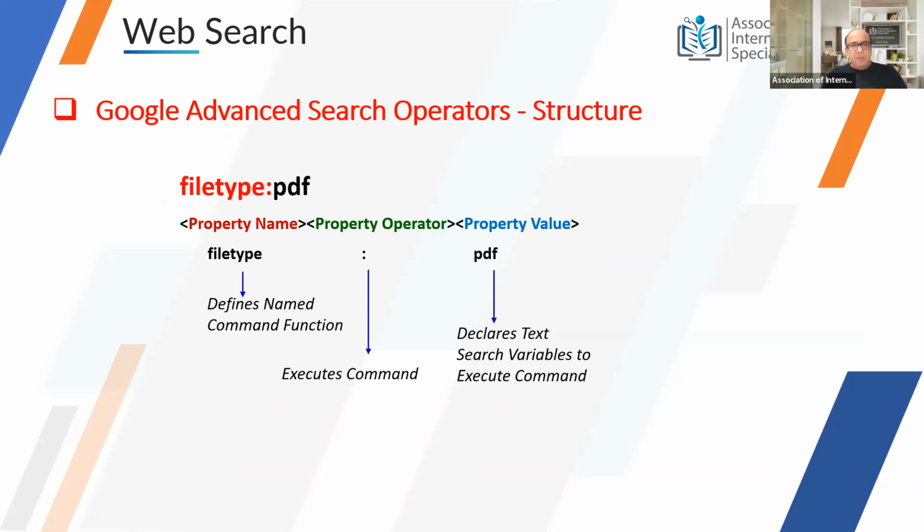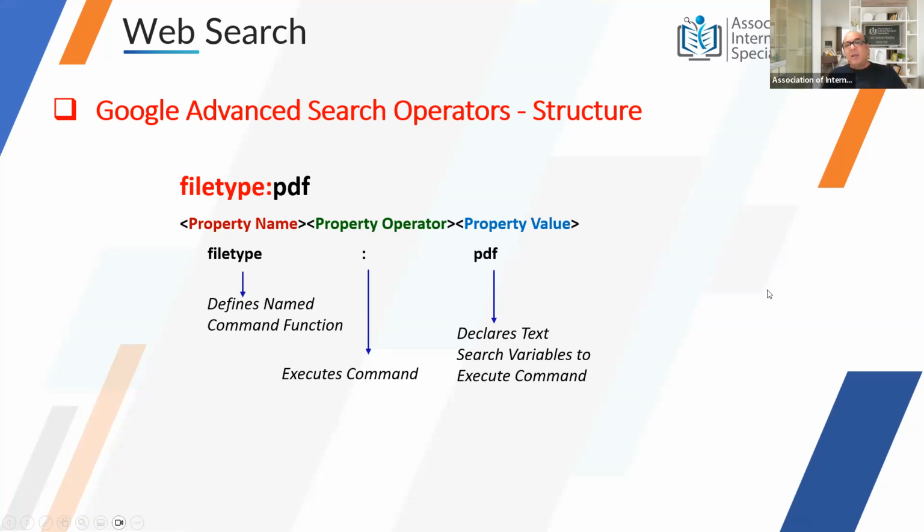In the terms that we will use as we go through the operators, I might be calling file type the property name, the colon sign is called the property operator, and whatever is declared or explained or placed right after the colon sign is called the property value. So every property name has a property value, but without the colon sign, the search would not know what it is supposed to do, because the word file type will be treated as text and not as an executable command. So what makes it executable is the colon sign, this one right here.